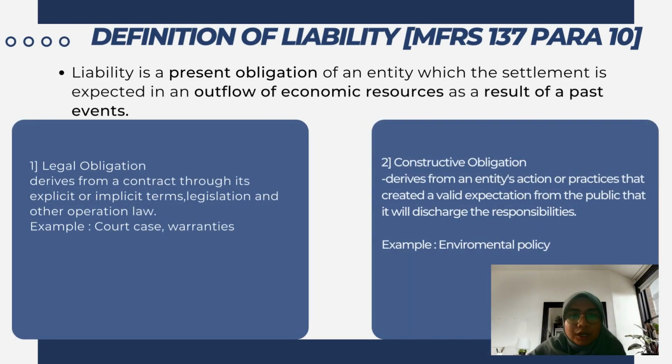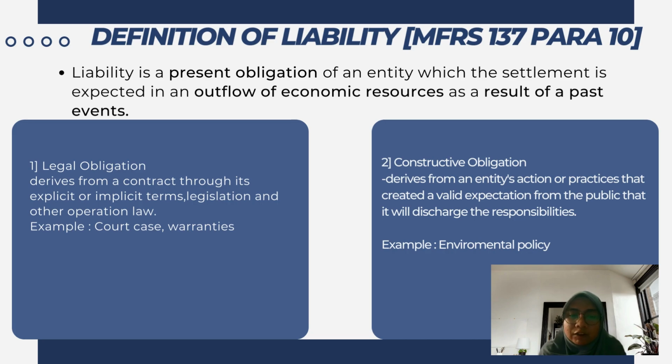Before we dive into more information about liability, we need to know what liability actually is. Liability is a present obligation of an entity, the settlement of which is expected to result in an outflow of economic resources, as a result of a past event. From this definition, we know that a liability only exists if it satisfies three criteria. First, present obligation. Second, outflow of economic resources. And third, result of a past event.